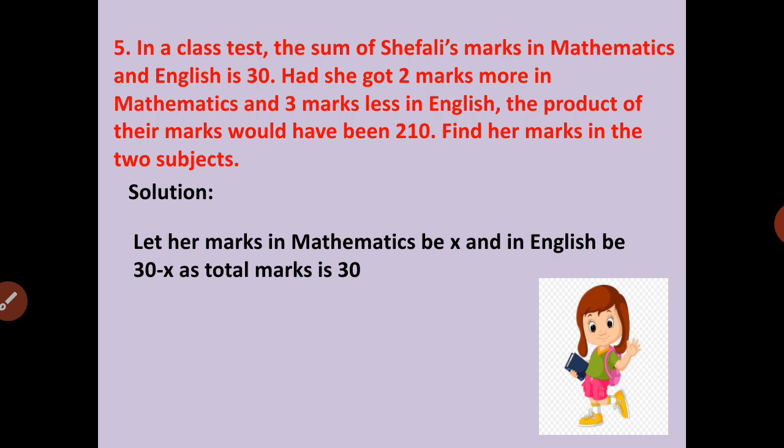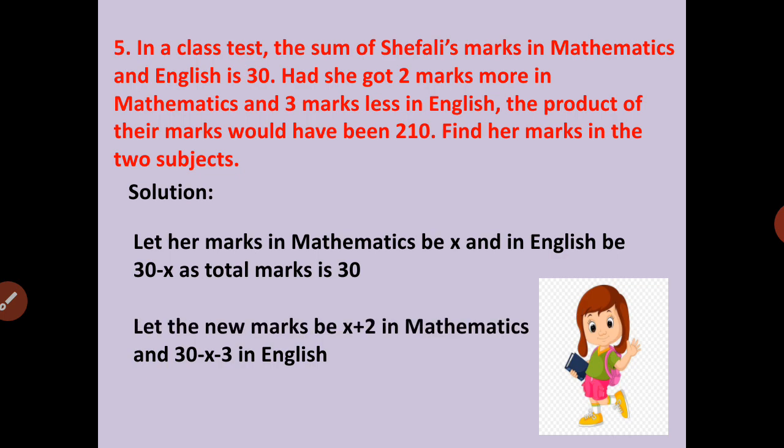Now there is the condition. Had she got 2 marks more in mathematics, so it will be x plus 2. And 3 marks less in English. English is 30 minus x, so 3 marks less means 30 minus x minus 3. That is how you will get the 2 new marks according to the new condition. Let the new marks be x plus 2 in mathematics and 30 minus x minus 3 in English.